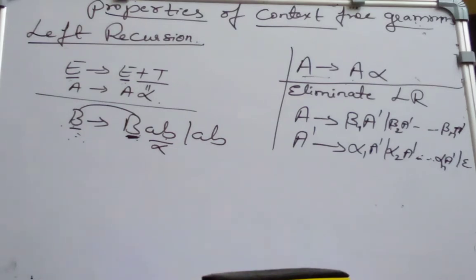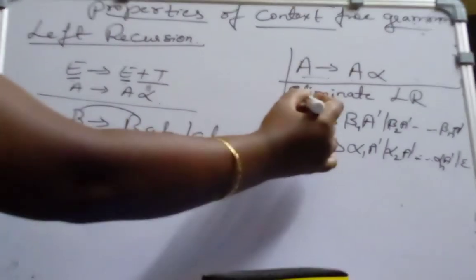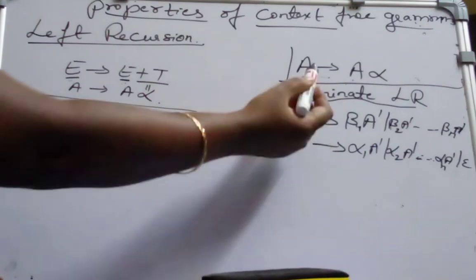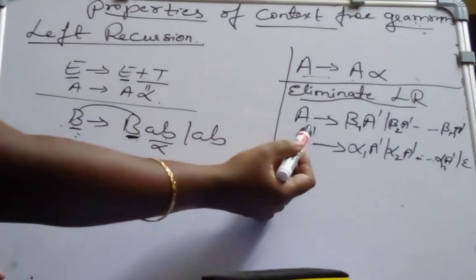These left recursive grammars always lead to indefinite loops. That is the reason we have to remove the left recursion. Then how do we convert this grammar to a useful grammar without left recursion? We have to follow a formula. So what is that formula? You have to convert this left recursive grammar into this format.